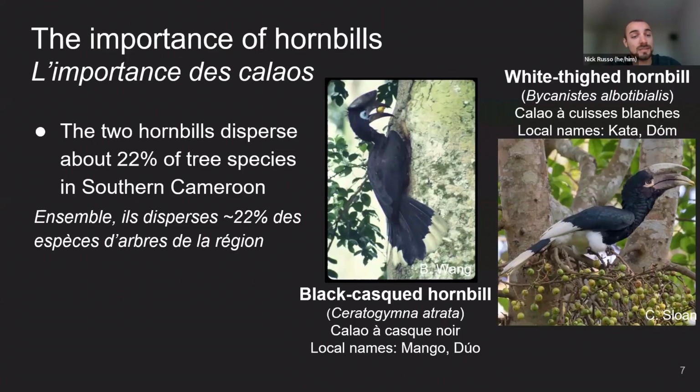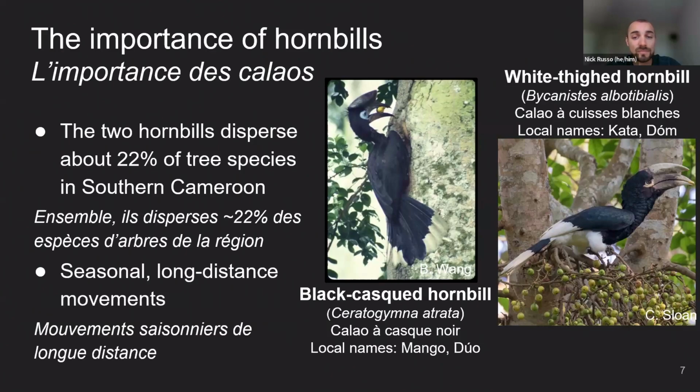Together, these two species disperse about a quarter of tree species in southern Cameroon. I should also mention they are the largest fruit-eating birds in these ecosystems. Another reason that they're important and interesting is that they undertake long-distance movements during the major dry season in Cameroon. So they are obligate frugivores. They need to move long distances in search of fruits, all the while dispersing seeds.